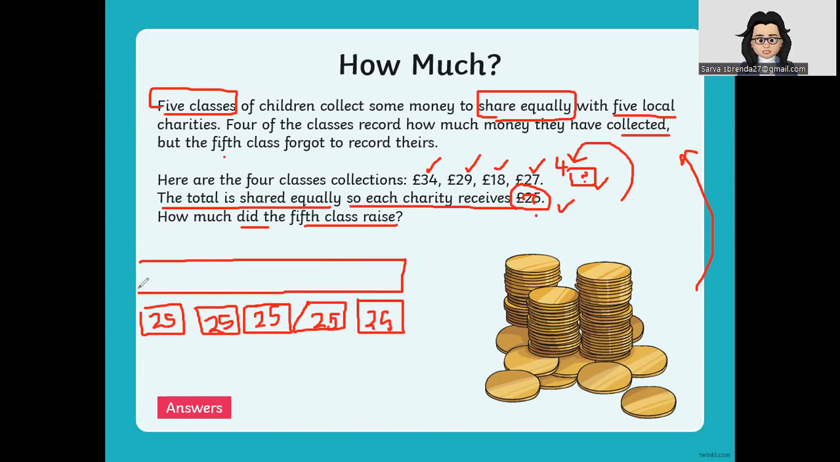So that's pretty easy when you draw the bar, right? 25 plus 25 plus 25 plus 25 plus 25, that gives you 125. Now, this 125 is still made up of 5 classes, right? So the 1st class, the 2nd class, the 3rd class, the 4th class, and the 5th class, all of different amounts. So one is 34. The other class gave 29. The other class gave 18. The 4th class gave 27.